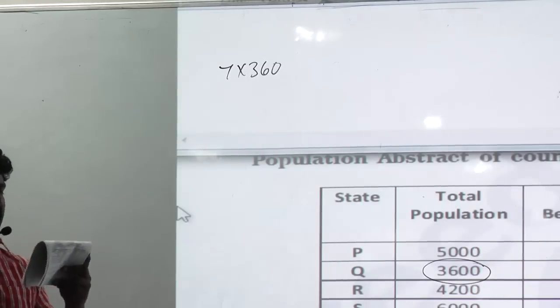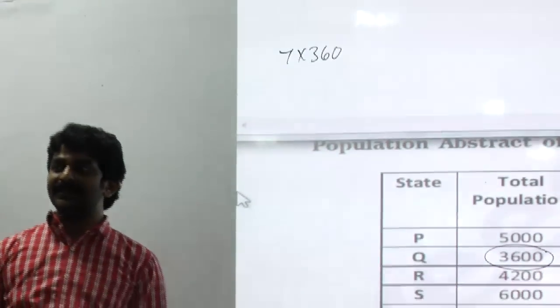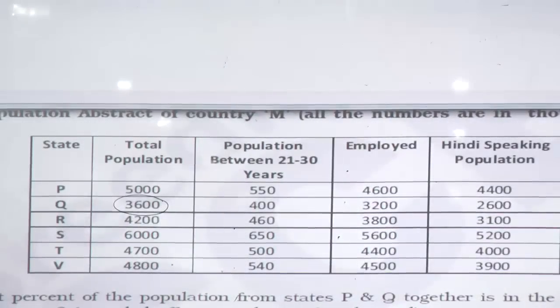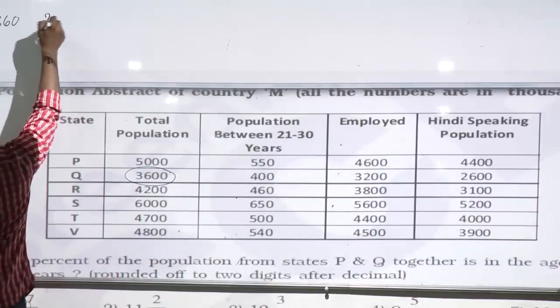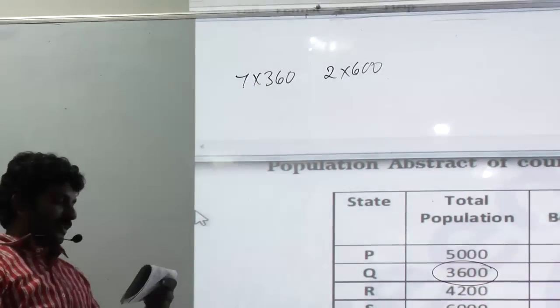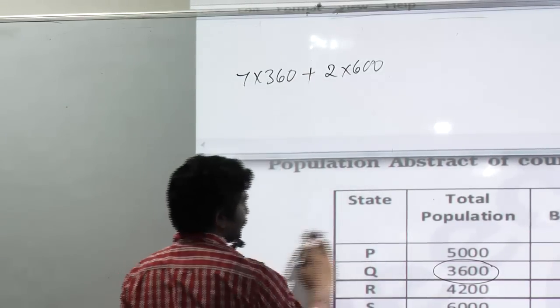That's it. Next. And state R has ratio 5:2. Total how many parts are there? 7. 7 parts is equal to 4,200. 1 part is equal to 600. And rural people are 2 parts. That is 2 into 600. What is your question? What is the total number of population? Right. This is what you asked about.